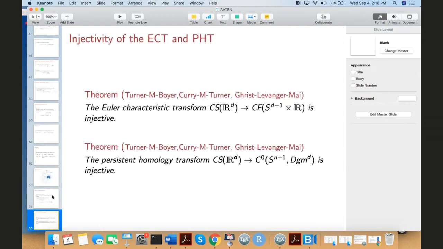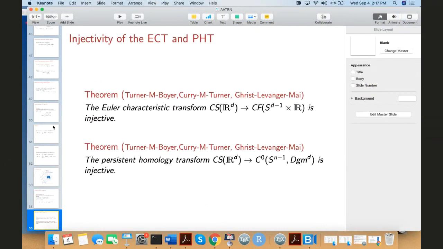Now, one can show that the Euler characteristic transform and the persistent homology transform are both injective maps. This was first shown in a paper with Kate, myself, and my colleague Doug Boyer. We didn't use Shapira's results there, and we had something that was almost algorithmic, almost like a pseudo algorithm or pseudocode. Our proof worked for dimension 2 and 3. We didn't get it working cleanly for higher dimensions.